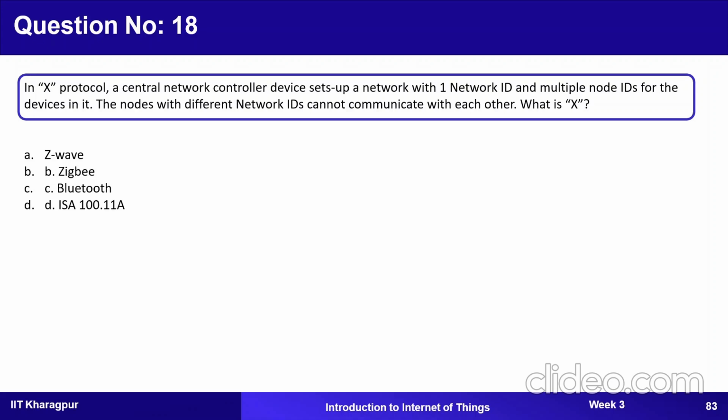So in case of Z-Wave there is one controller which is going to control all the devices present in the network, and there is one network ID which is provided to the entire network, and there are multiple node IDs which are provided to the devices which want to communicate with each other. The length of the network ID is 4 bytes, whereas the length of the node ID is 1 byte only, and these are used in Z-Wave. So Z-Wave is used for home automation, and in Z-Wave one network controller is used, a network ID is provided, and multiple node IDs are also provided.